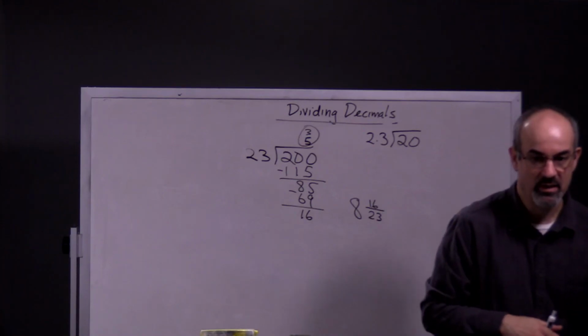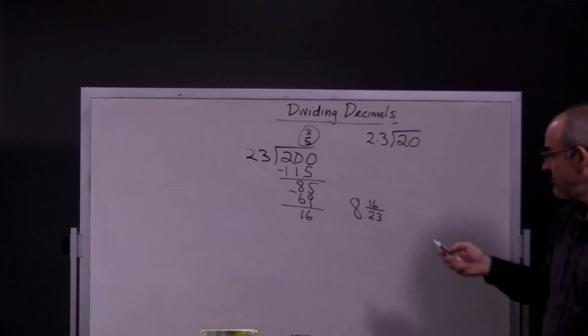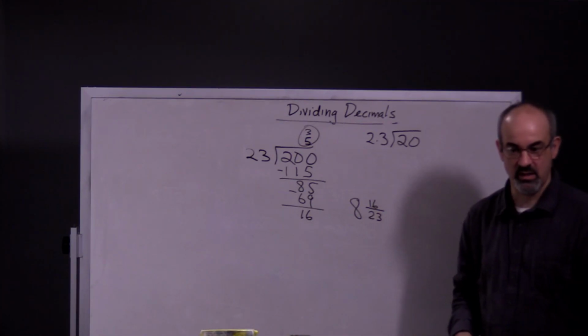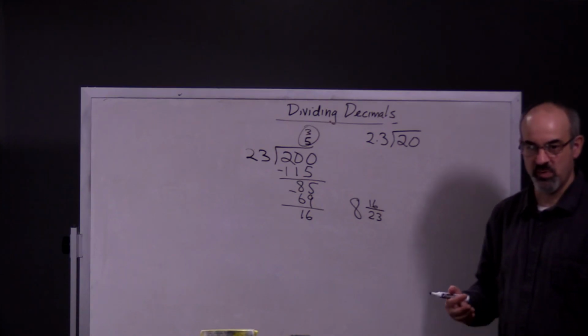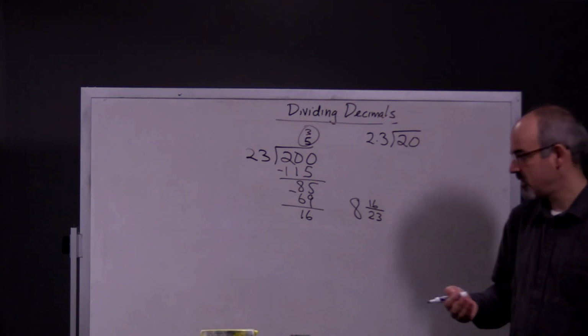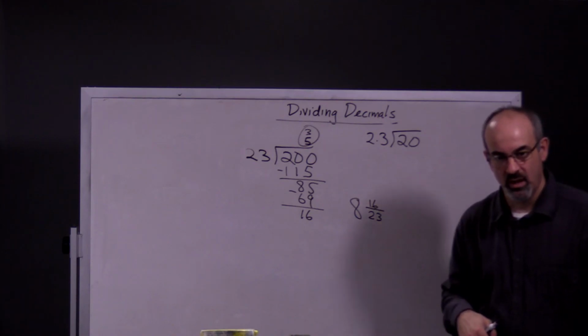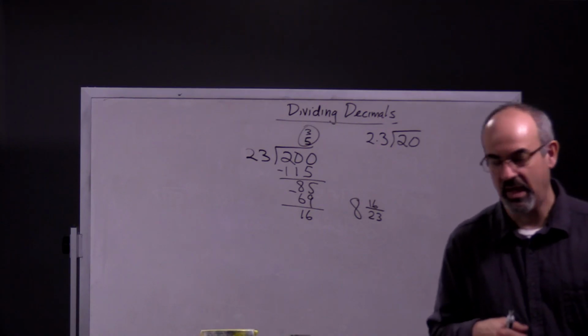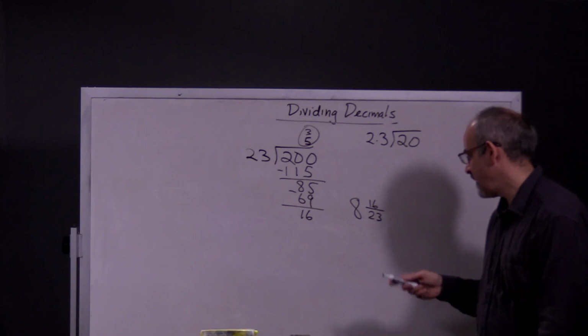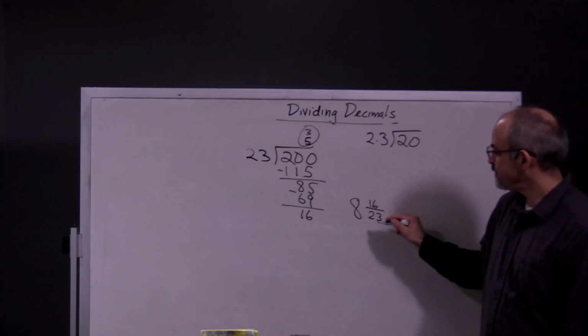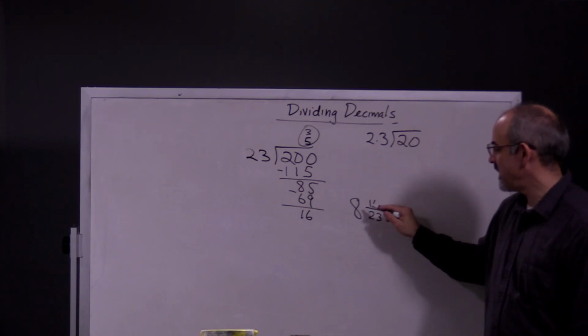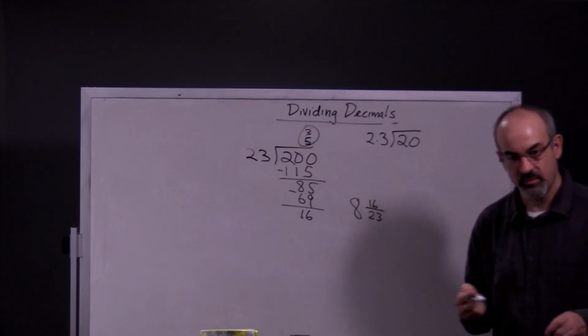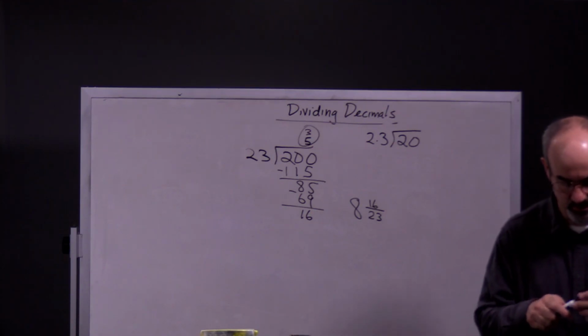Now, obviously then you'd have to figure out what 16 divided by 23 is as a decimal. Because most people don't think of how much gas they could get as 8 and 16 over 23. This is more than a half. So it's a little bit more than 8.5 gallons. So that's how much gas I could buy that day.